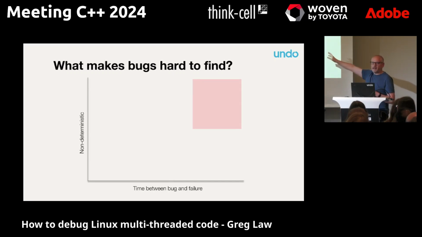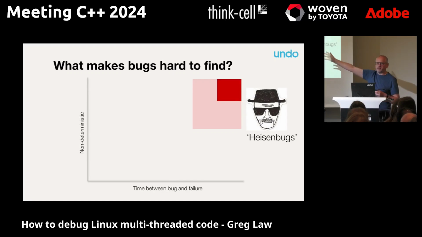Of course, life gets really hard when we're in the top right-hand corner here. We've got both non-deterministic behavior and a long time between the bug and noticing the failure. And it's really fun when we get the Heisenbugs, where every time you try to get another clue, you change the behavior or the bug just goes away.